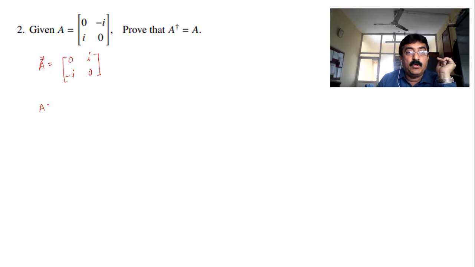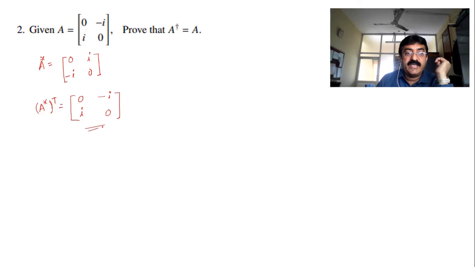Next I transpose the complex conjugate. What do you mean by transpose? Yes, we know that an m by n matrix becomes n by m. That is, rows become columns and columns become rows. So here the first row, 0 and i, becomes the first column. The second row, minus i and 0, becomes the second column. So this is what I generated here.